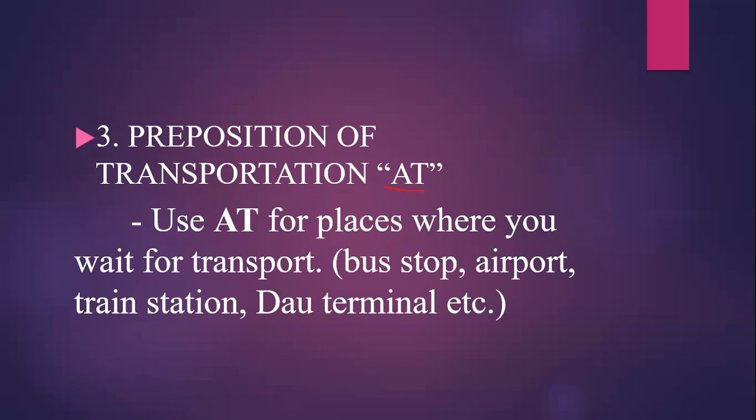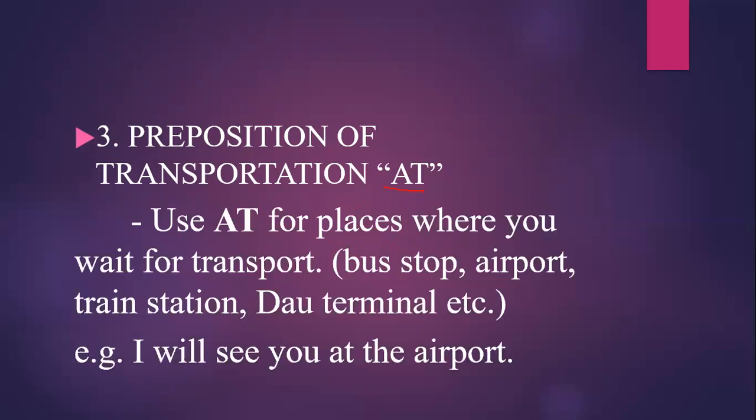Basically, we use the preposition of transportation at for places where we are waiting for the vehicle to come over. Okay? For example, I will see you at the airport. Why we use at? Because we are waiting at the airport. We are at the place where we are waiting for a transport or a vehicle.